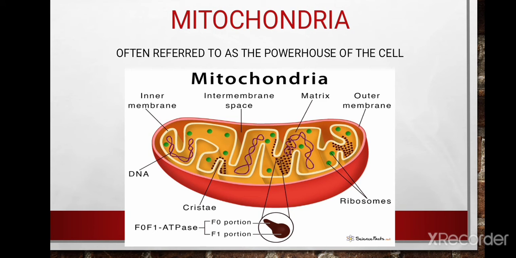Mitochondria, often referred to as the powerhouse of the cell. So when we say powerhouse of the cell, automatically we know it is the mitochondria. It helps to turn energy from the food that we eat into energy that the cell can use. However, mitochondria have a number of other jobs, including calcium storage and a role in cell death or apoptosis.